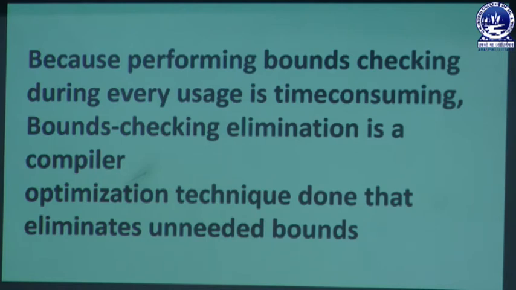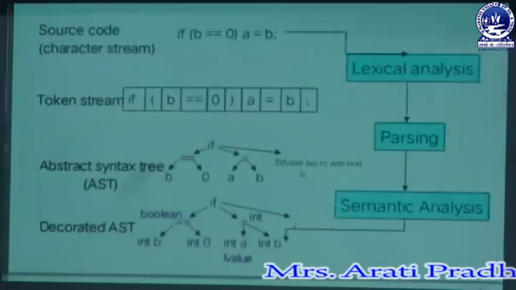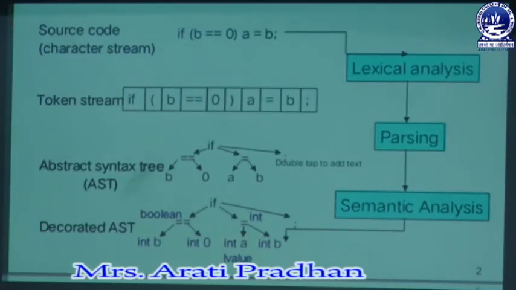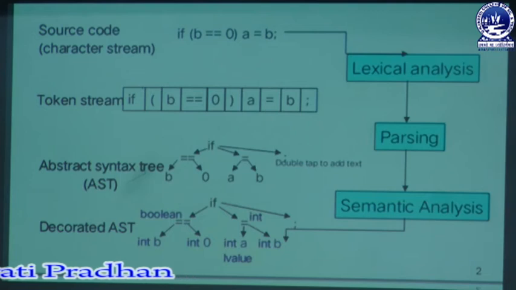bounds checking is a compiler optimization technique that eliminates unneeded bounds checks. Actually, when you are writing a program using an array, obviously you are using an index, and if the bound checking were made each time during runtime, that would be time consuming. To minimize the time, the compiler checks the bounds during the semantic analysis phase.